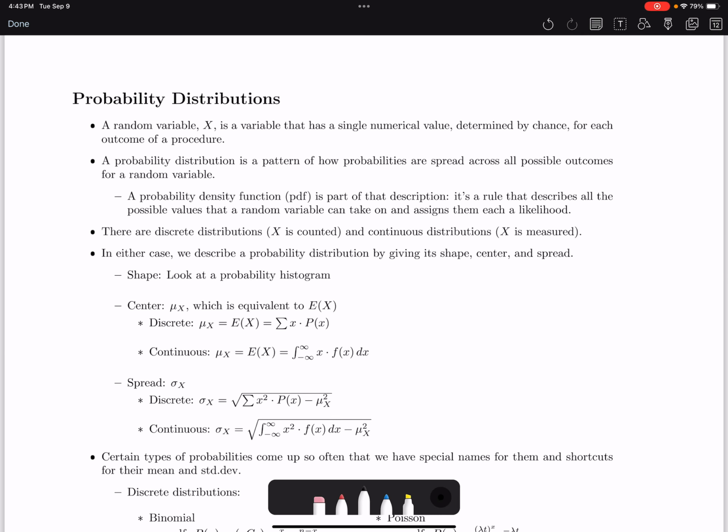A random variable x is a variable that has a single numerical value determined by chance for each outcome of a procedure. A probability distribution is a pattern of how probabilities are spread across all possible outcomes for a random variable. And a probability density function is part of that description, okay? It's a rule that describes all of the possible values that a random variable can take on and assigns them each a likelihood. There are discrete distributions, that means that x would be counted, and there are continuous distributions, which means that x would be measured. In either case, we describe a probability distribution by giving it shape, center, and spread, okay?